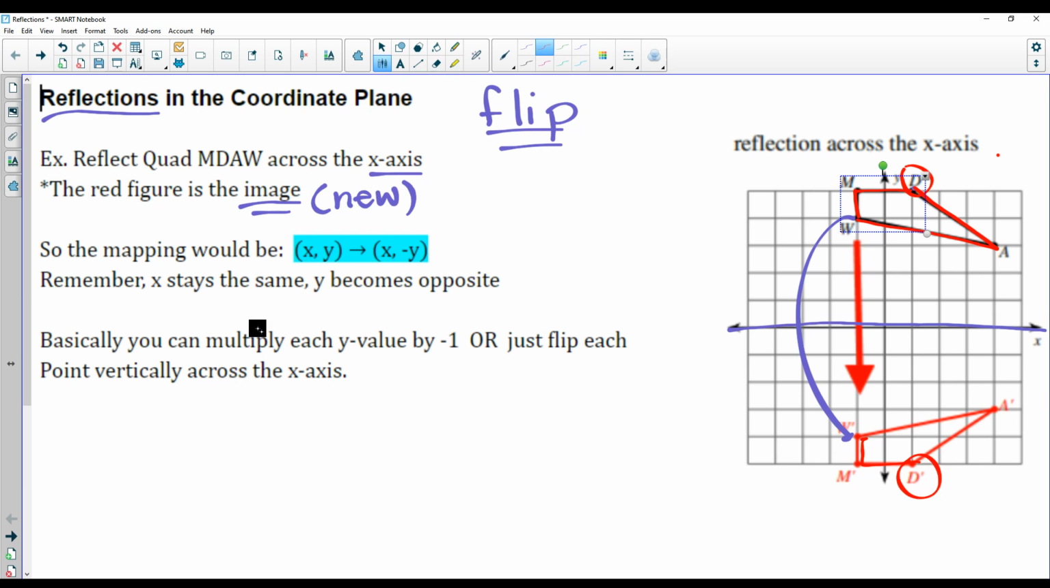Now, notice what the mapping looks like. If we flip over the x-axis, x actually stays the same and y is the one that changes, which makes sense. Instead of going up on the y-axis, we went down. So it's the same distance away, it just flips the sign. You go the negative direction, okay? So basically, you can just multiply each y value by -1 to make it flip vertically over the x-axis, okay? Let's take a look at another.